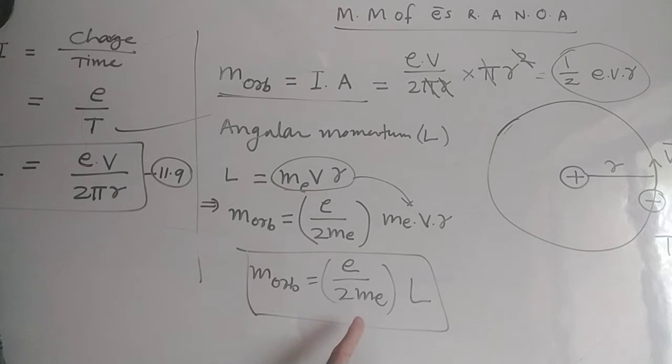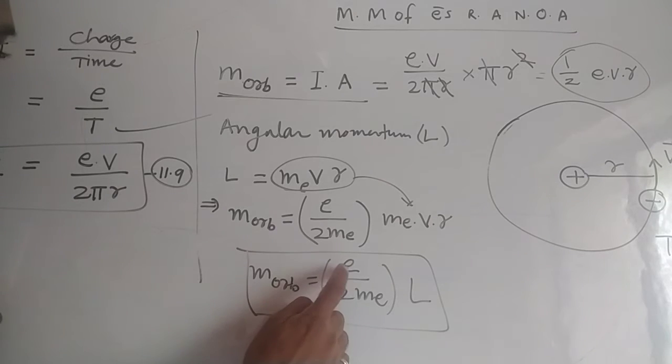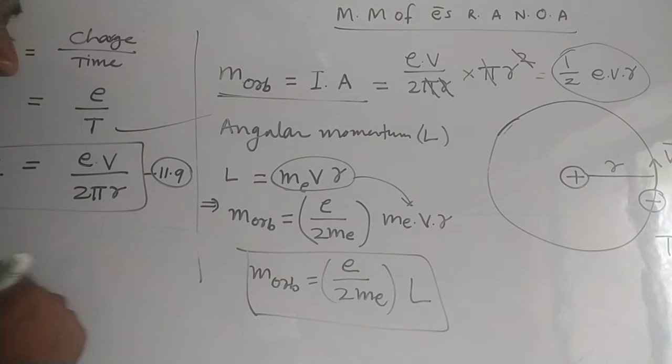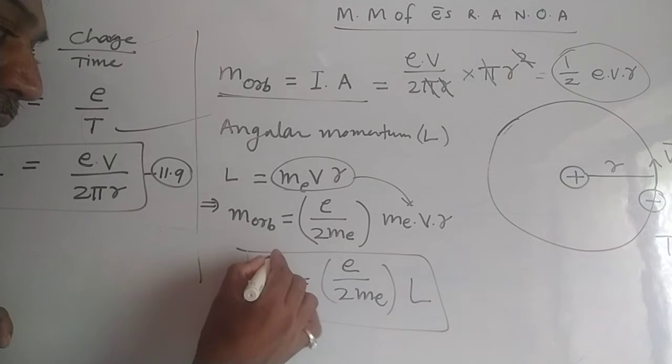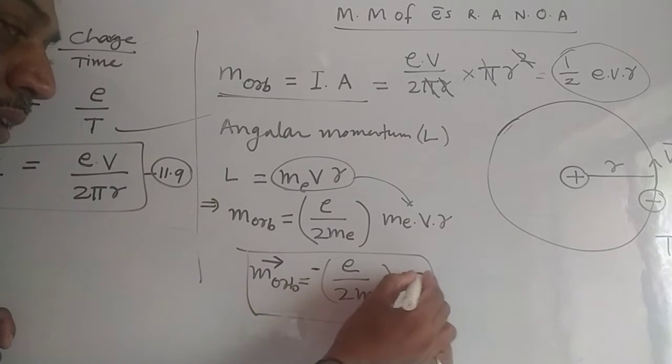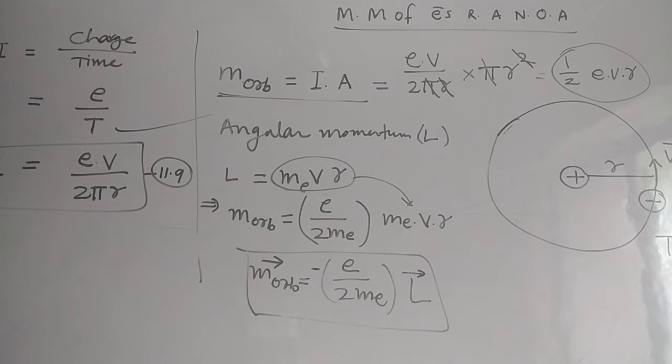Suppose I want to write the same equation in vector form. What can we write? As we know, the charge of electron is negative. So we can write in vector form, with a vector sign, minus of this, and L with a vector sign. That is the same equation in vector form with a minus sign. And point to remember, E divided by twice me is said to be the gyromagnetic ratio.